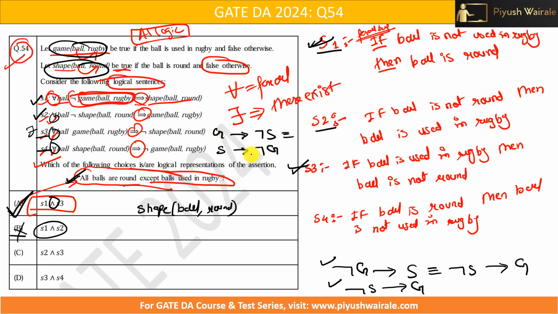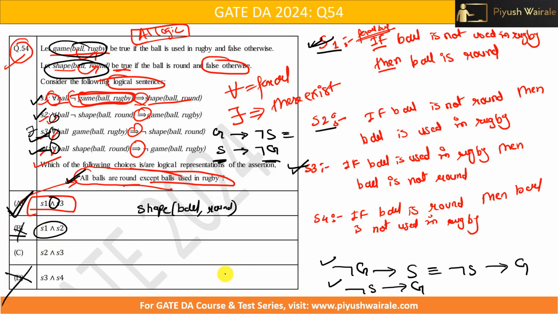If you just take the equivalence of this, that will be what? Negation of S, that is S, implies negation of G, yes. So S3 and S4 are same statement basically. Both are equivalent. So option D is not correct. Because if you combine S3, S4, see, if ball is used in rugby, then ball is not round. Or I can say if the ball is round, then the ball is not used in rugby, right? So basically both the statements are same here. Okay, so option D is not correct. So B and D are not correct.